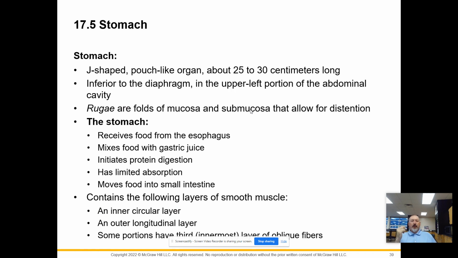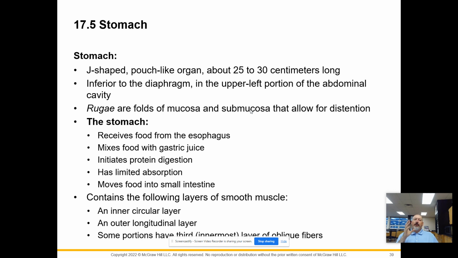Once it gets into the stomach, you're going to have gastric juices that are going to start breaking it down. So those gastric juices are going to start the breakdown of different things. Like we have some fats that are going to be broken down here. We're going to have proteins that are going to be broken down here. But our chief thing that we're looking at is the breakdown of protein.